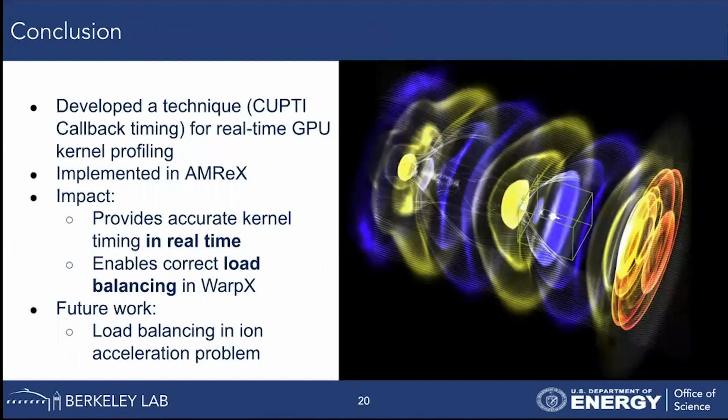Okay, so I'd like to wrap up by summarizing the main results we have so far. We developed a strategy to measure kernel execution time in real time. We implemented this in AMReX. The upshot is that this makes it possible to do correct load balancing in GPU-based applications. It's implemented in AMReX, but you could write your own CUPTI timer for some other application as well. But this should be available soon for all AMReX applications.